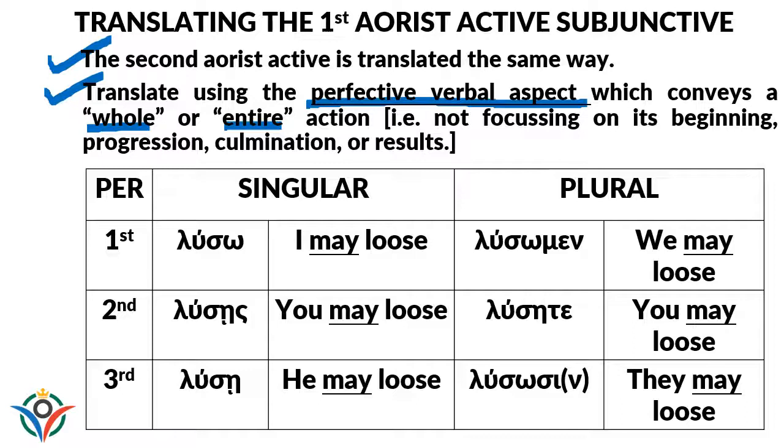So the first person singular, luso, we would translate as I may loose. Remember, you can also use words such as might or should in the meantime, depending on what best fits the context. In the second person singular, luces, you may loose. Third person singular, luce, he may loose. Lusomen, we may loose. Lucete, you may loose. And then lusosin, they may loose.